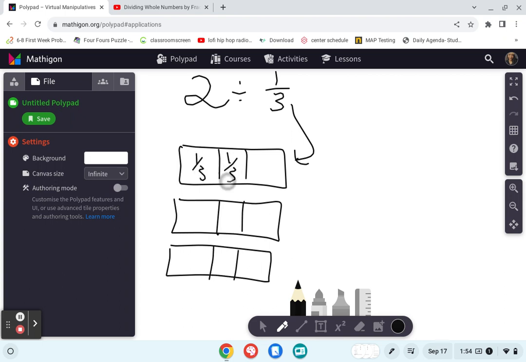Is this a third? All of these are thirds. So how many thirds do I have here? I have 3. And I made too many. Why did y'all tell me I made too many?